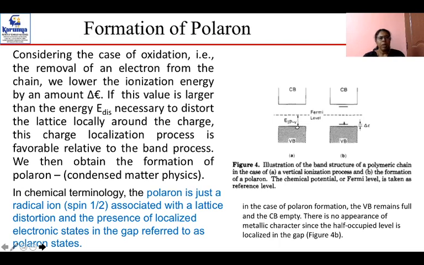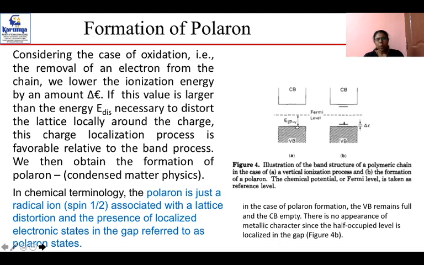Now, if this value is larger than the energy needed for distortion, E suffix dis, necessary to distort the lattice, there will be some locally available charge, which you call charge localization. We then obtain the formation of what is called a polaron. So what do you mean by polaron? In chemical terminology, polaron means radical ion with half spin, that is associated with lattice distortion and the presence of localized electronic states in the gap, which are referred to as the polaron states.